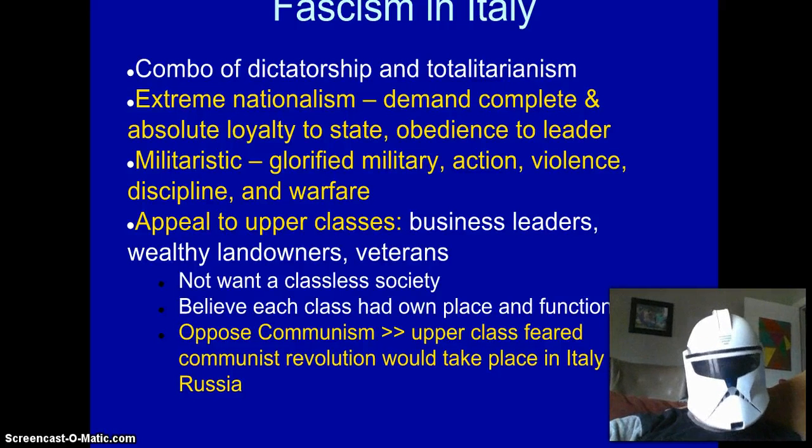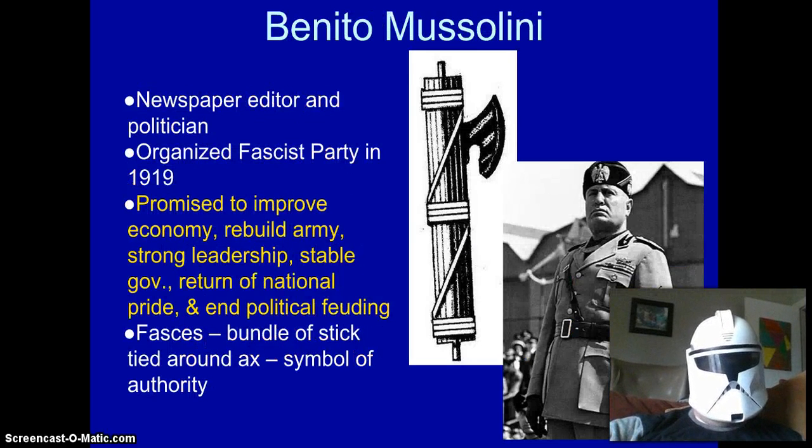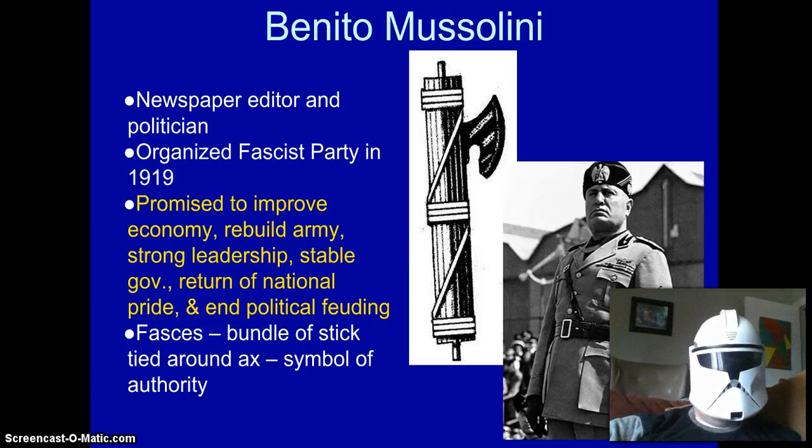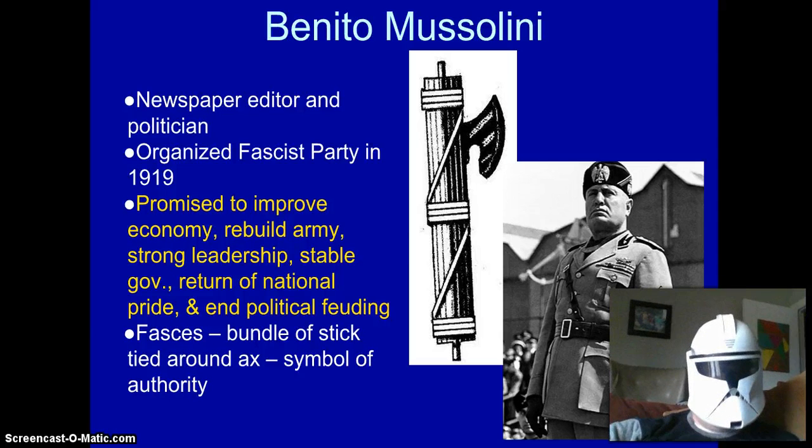They didn't like communism because the upper class feared that if communists took over, they would lose their property and their income, and they were not having it. Benito Mussolini was a newspaper editor and a politician, so he knew how to talk to the people. This is key because he is a great orator. He had really good skills, so he organized the Fascist Party in 1919.